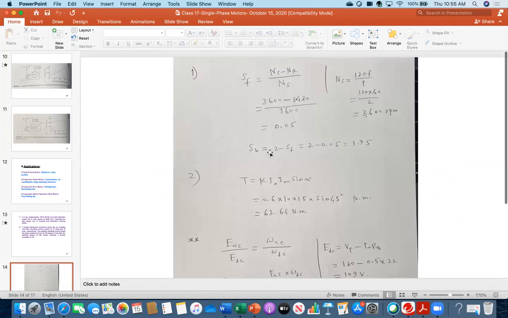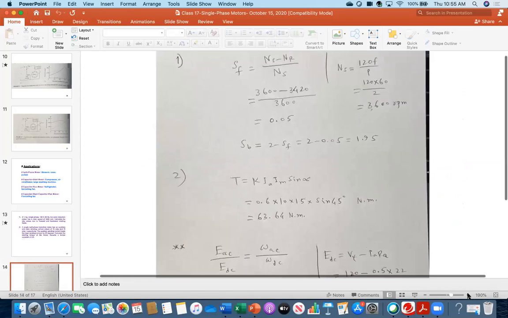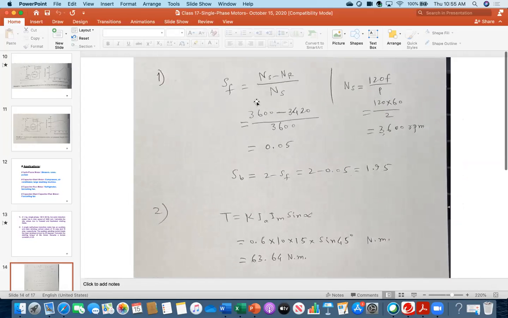Everybody see what I was doing here. First I wrote the forward slip equation, the traditional equation that you already know: Ns minus Nr over Ns. And on the right side I calculated the synchronous speed, 120 f over p, so 3600 rpm. The Nr value was given in the problem, 3420. So I got 0.05, and then the backward slip Sb is 2 minus that forward slip, so 1.95.